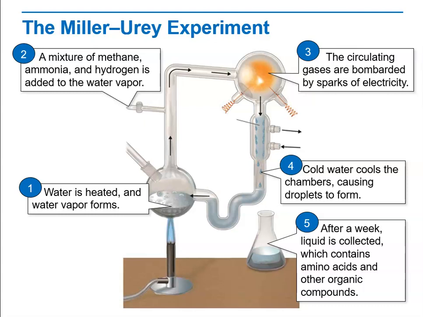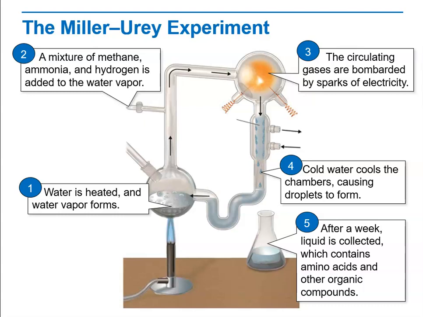How did Miller and Urey model conditions that existed on early Earth in their experiment? They used water to simulate the oceans, water vapor, methane, ammonia, and hydrogen to simulate Earth's early atmosphere, and then they used sparks of electricity to simulate lightning.